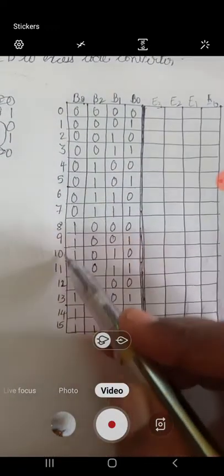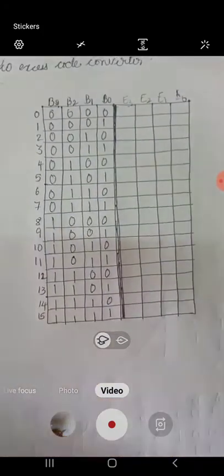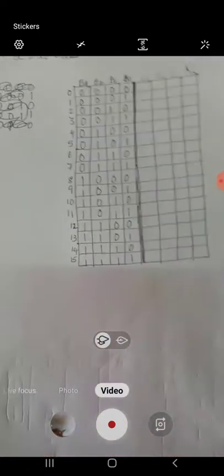On the left side of the truth table I have written the decimal values: 0 1 2 3 4 5 6 7 8 9 up till 15. Now I am going to fill in the values here. Excess-3 means the value exceeded by 3. For each value you add 3 and fill that into these blocks. For example, I will take the first one, that is 0.